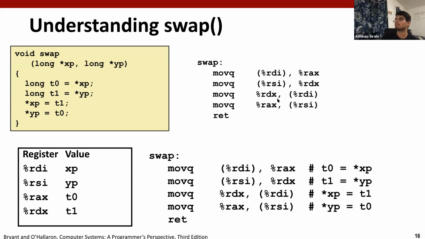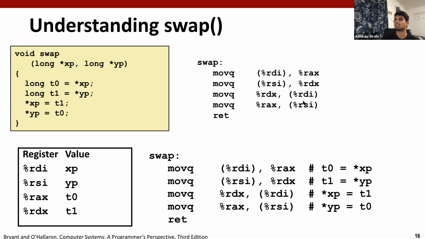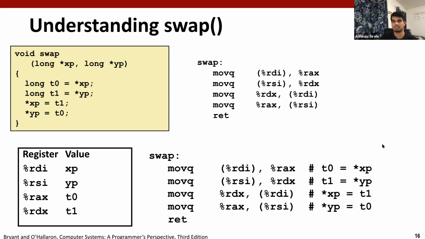And then we just move the value that's in RDX now, which is the value in T1, over to the memory address in RDI. So we move the value in T1 to XP, and then we move the value in T0 to YP, which is RSI, and then we return. And so that effectively does all of these operations for us, and we're able to swap 2 values like that.